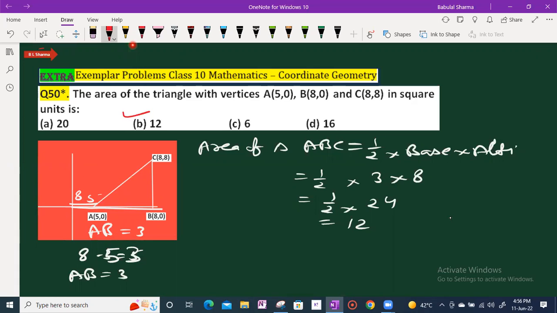You must have seen in linear equations in two variables that if this is your triangle, then this is the height and that is equal to the y coordinate. So the y coordinate is always the height from the x axis. So that is 8. So what is the answer? Answer, option B is correct. That is 12 square units is the area of this triangle.